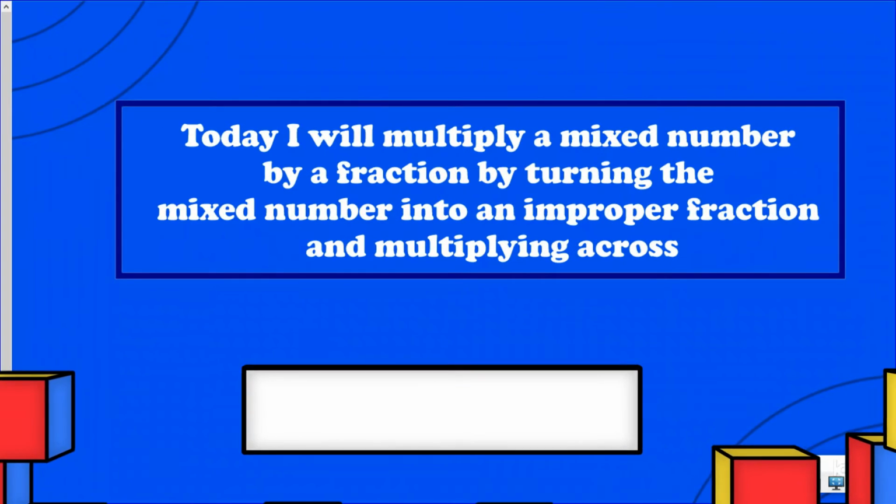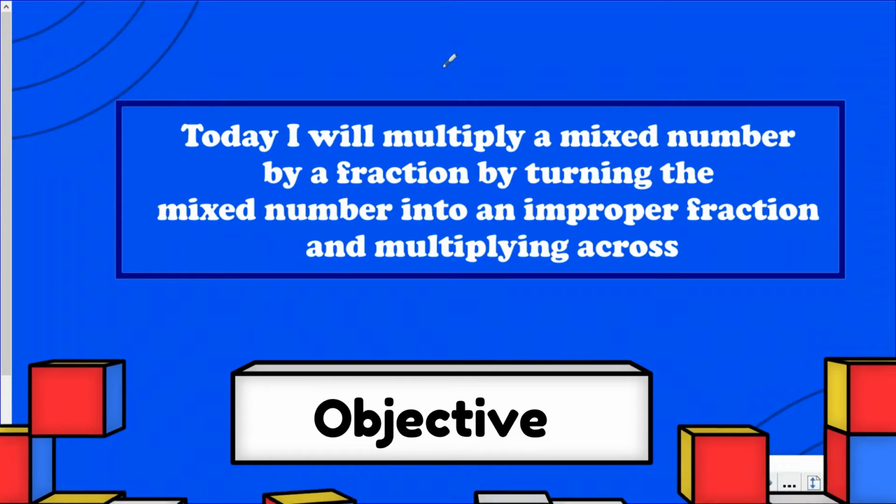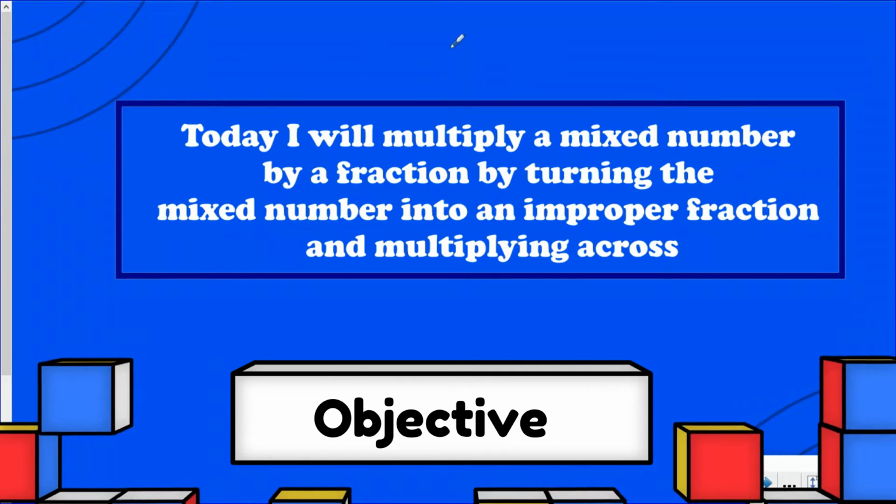Our objective today: I will multiply a mixed number by a fraction by turning the mixed number into an improper fraction and multiplying across. So this is another lesson that builds on the shortcut we learned last lesson on how to multiply fractions times fractions. So let's get into it.